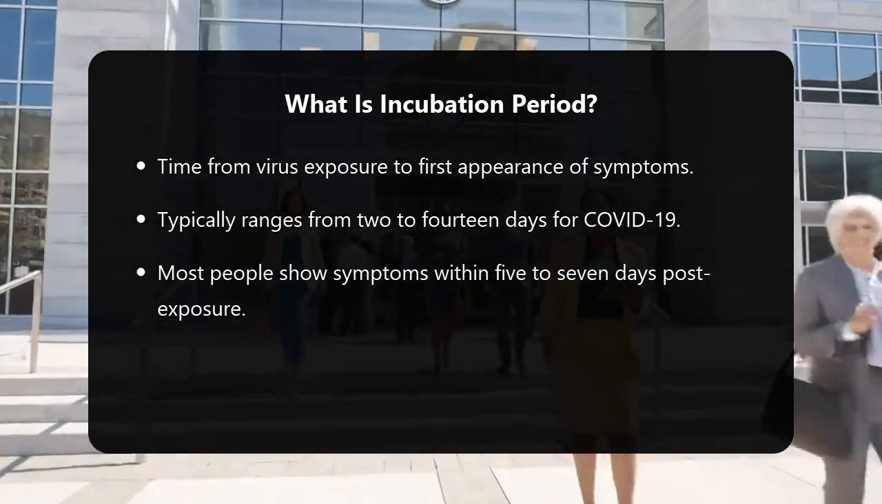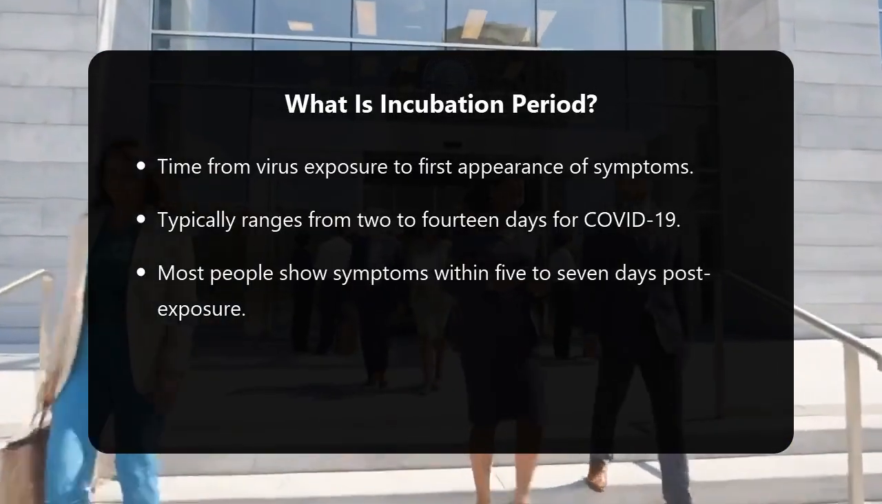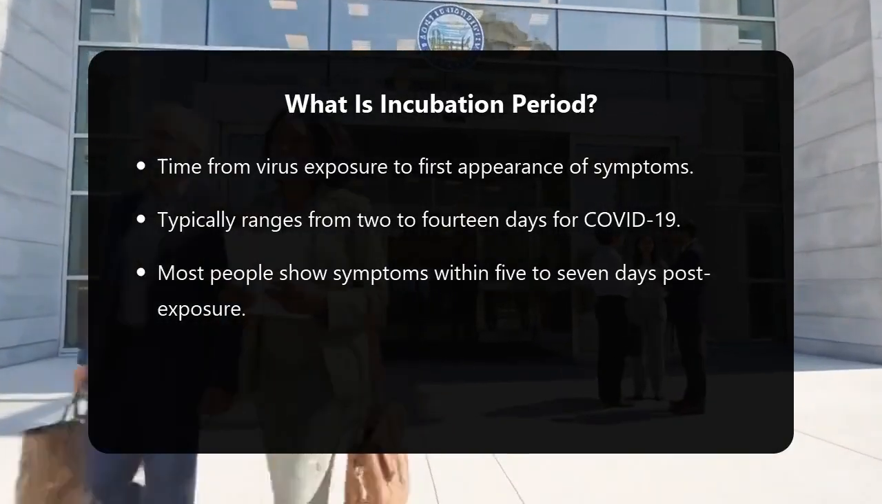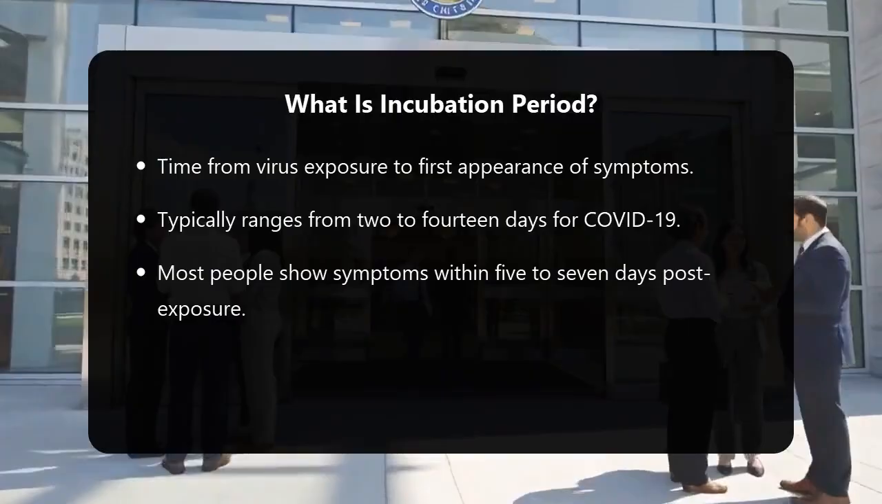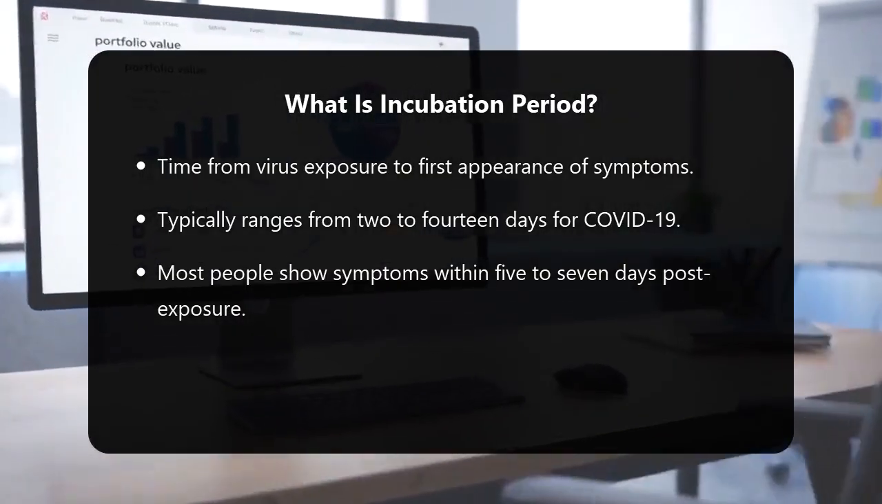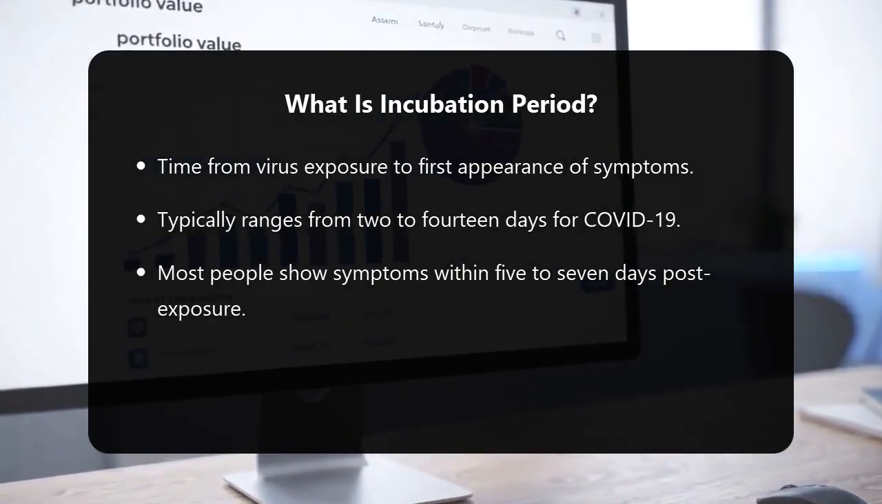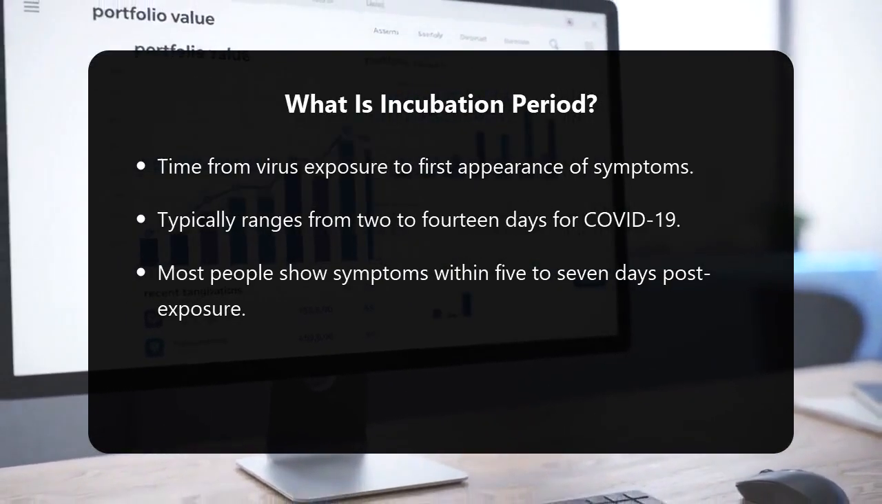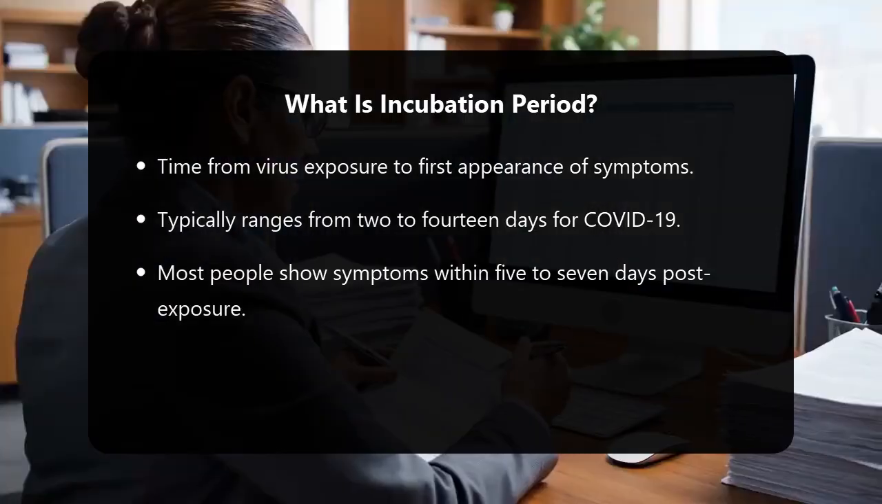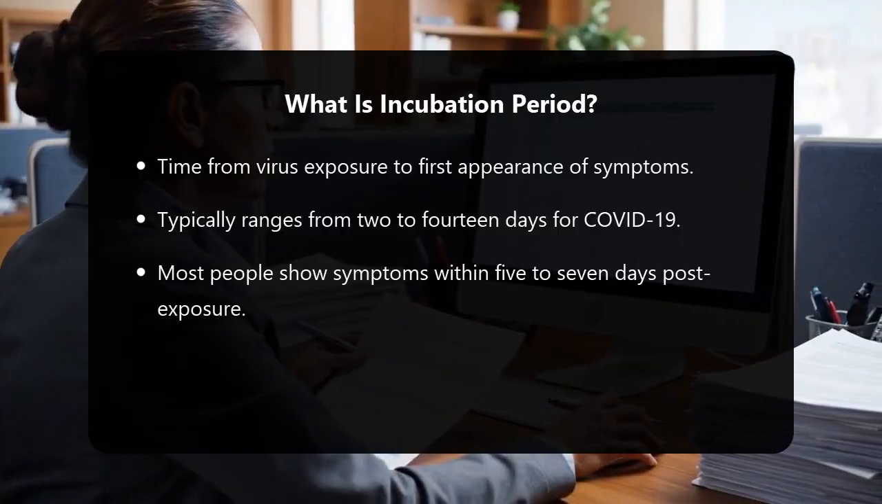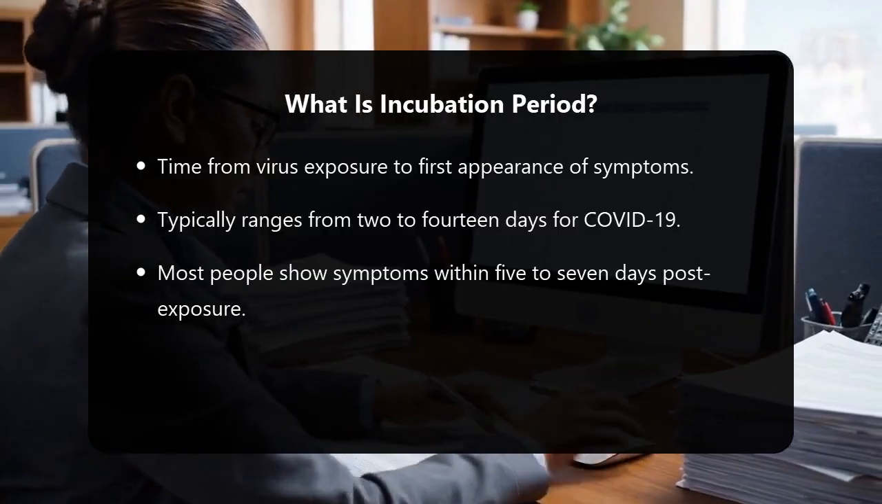The most common incubation period for COVID-19 typically falls between 2 and 14 days. This range has been consistent across various strains and community settings. Most people who develop symptoms will do so within 5 to 7 days after exposure. This average is a key metric for guiding isolation and quarantine guidelines.